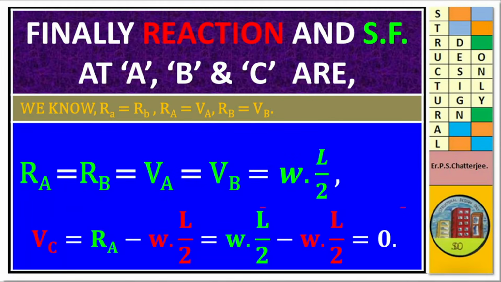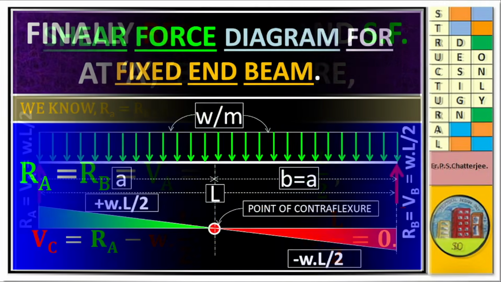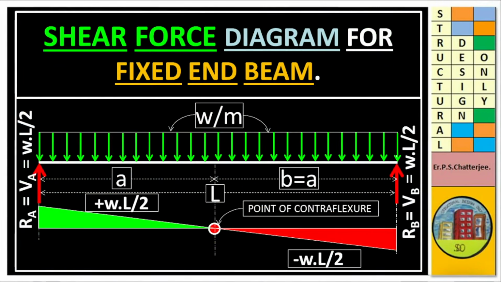Finally, reaction and shear force at A, B and C: RA is equal to RB is equal to VA is equal to VB is equal to W into L by 2. VC is equal to RA minus W into L by 2 is equal to W into L by 2 minus W into L by 2 is equal to 0. Shear force diagram for fixed end beam with UDL.